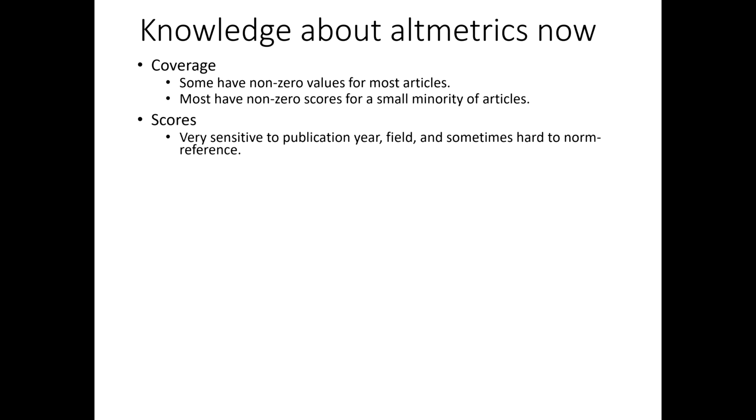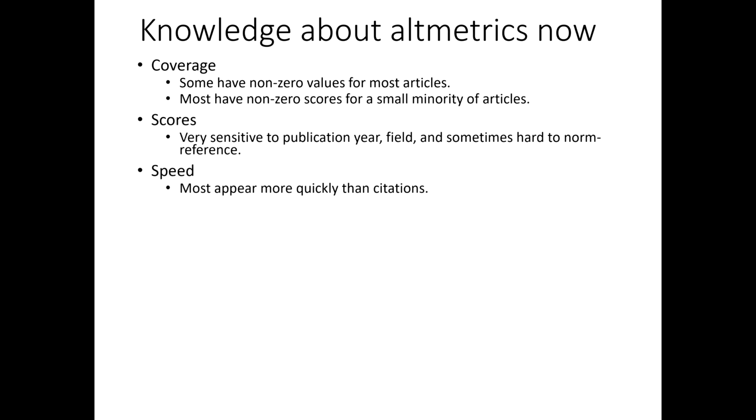Also, every Altmetric score is very sensitive to the publication year and the field in which the article is published, and an important limitation of Altmetrics is that they can be very hard to norm reference. So you have a score of 5, say, for one particular Altmetric. It's quite difficult to say whether that's good or bad. So altmetric.com solve this by giving you percentiles. They'll report that your article is in the top 5% for a particular Altmetric. That helps you norm reference it.